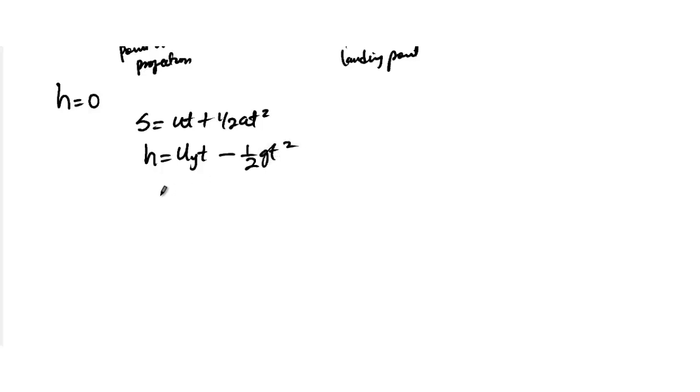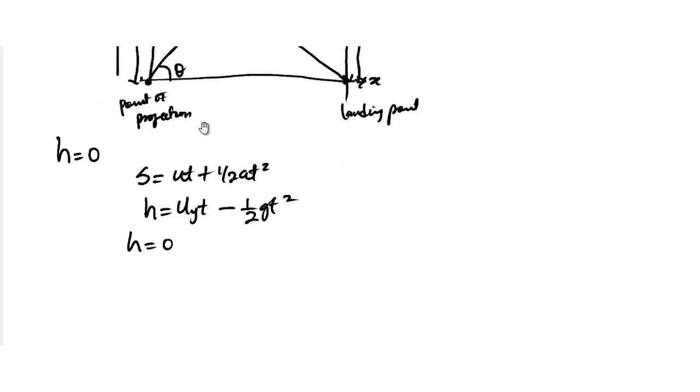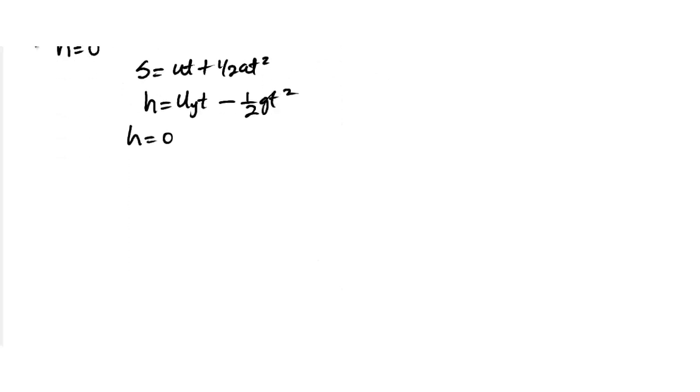Like I said earlier, when the projectile returns to the same level from which it was projected, the vertical displacement h is equal to 0, because that is the only condition that will let us know the time of flight. Time of flight can only be calculated when it has returned. In this case, it has returned to the landing point as we have it here. So h is equal to 0, and we can say that 0 = u_y t - half g t squared.